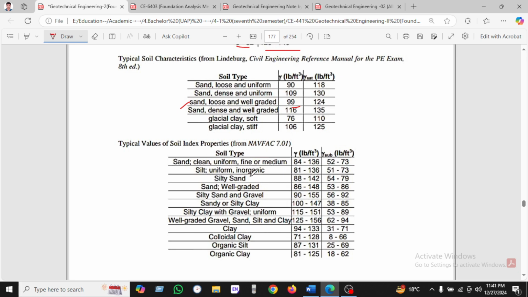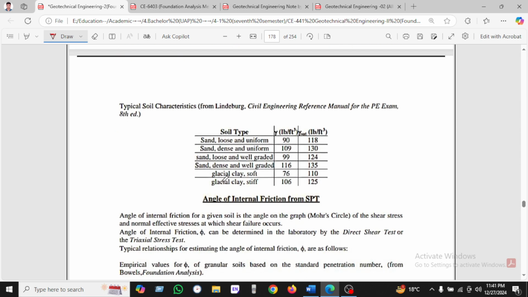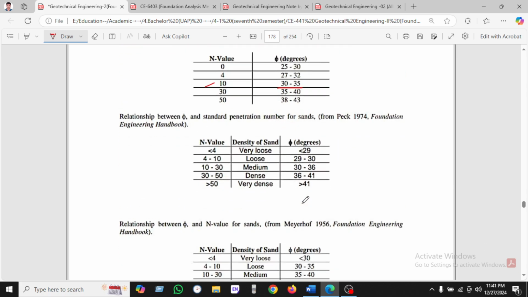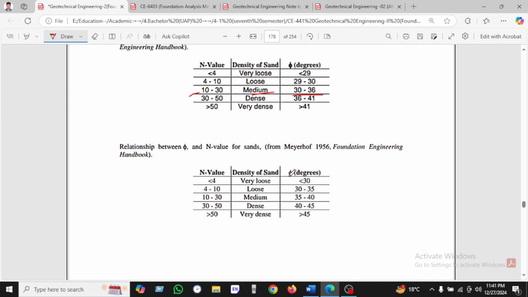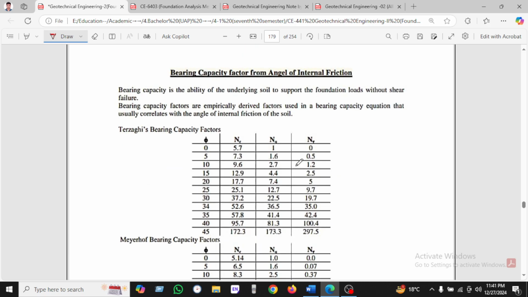When the soil is clay, then we will use this unit weight. And for the soil type, when it is sandy, dense, and graded, then we will use this angle. And for the angle of internal friction from SPT, when the SPT is 10, then we will use the angle 30 to 35. When the SPT is 10 to 30, the density of soil is medium, and the angle will be 30 to 36. When the SPT is 30 and above, it will be dense, and 35 to 40.